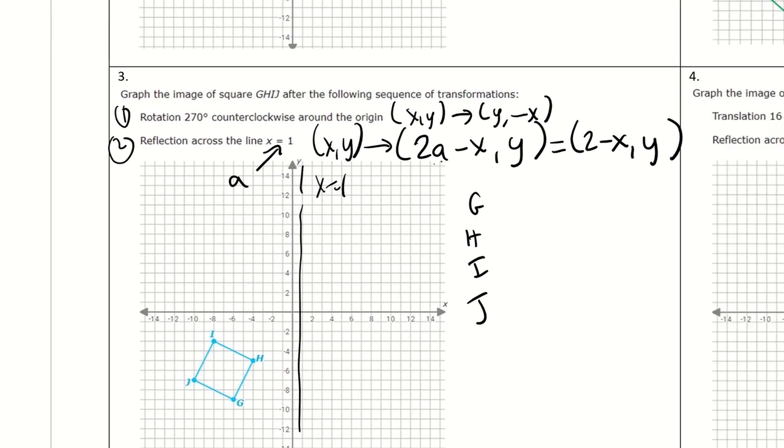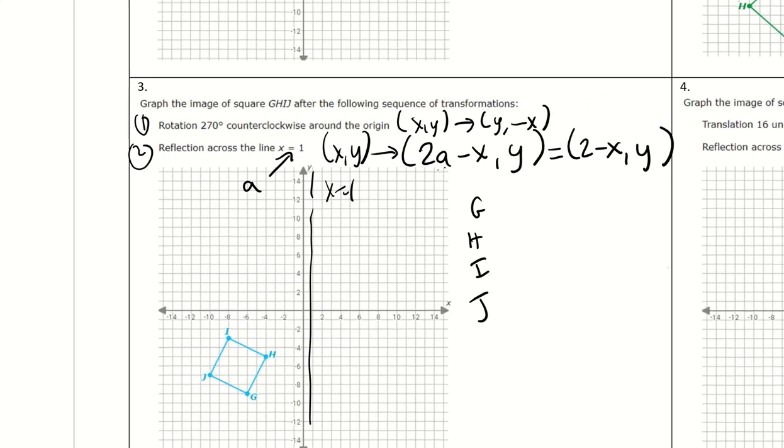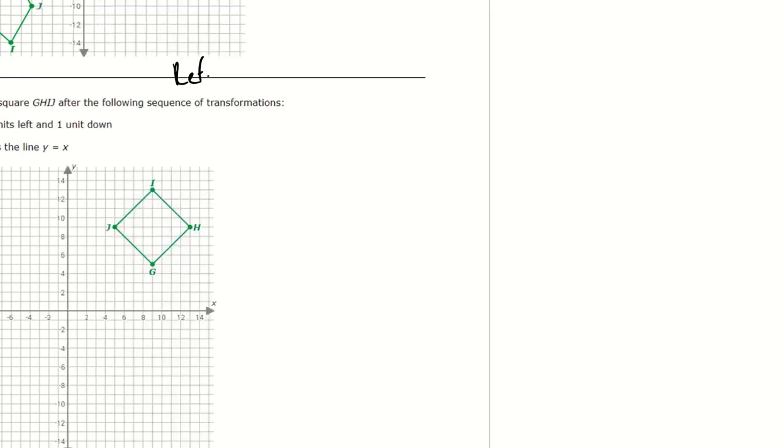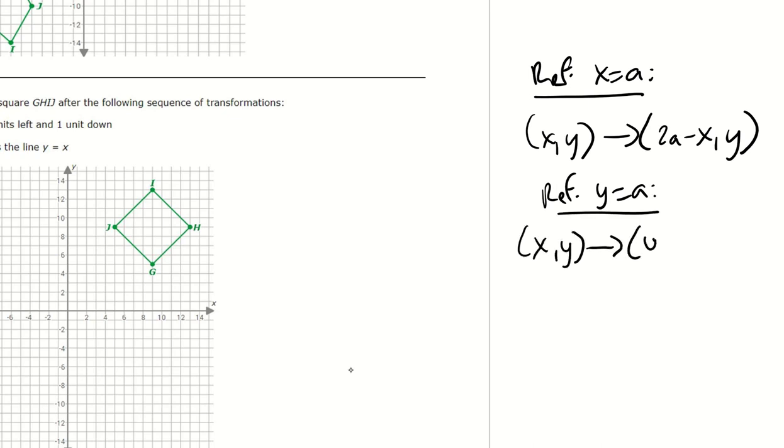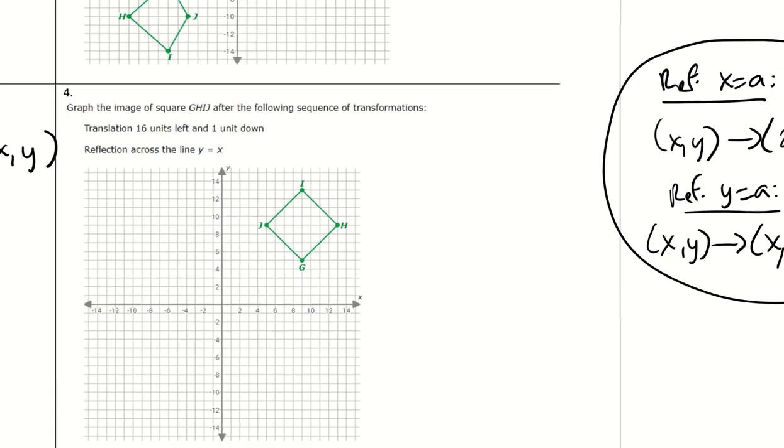So I'll write down both transformation rules just in case, so you have them. If I'm reflecting across x equals a, then the rule is the one that I wrote down earlier. If I'm reflecting across y equals a, y equals a number, then the rule is like this. The y changes, but not the x. It's going to be 2a minus y. So those are the reflection rules for x equals a and y equals a, in case you wanted to know them.